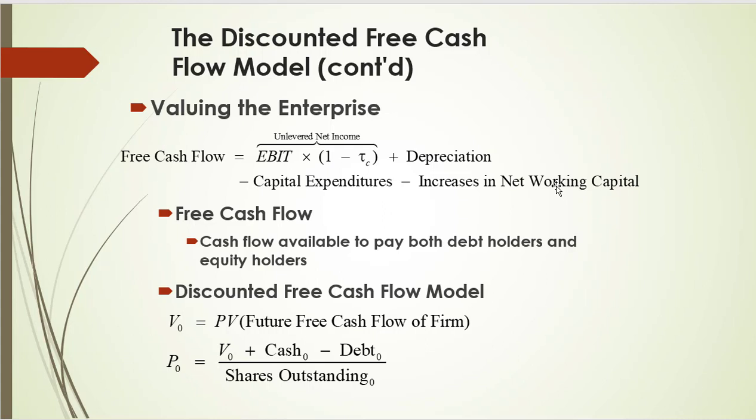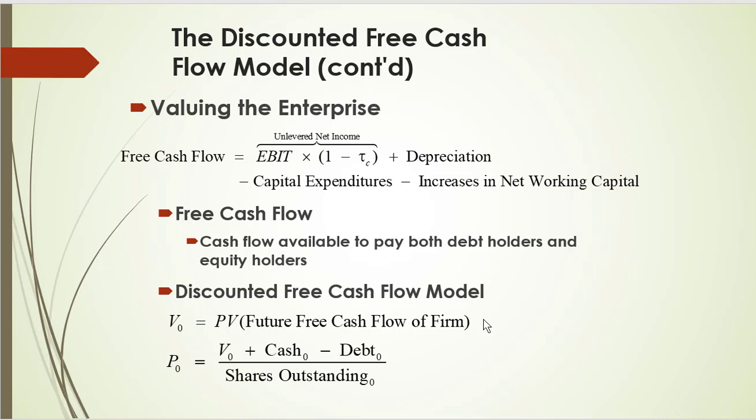So what free cash flow leaves us is the cash flow that's available to pay all of our investors, which are our debt holders and our equity holders. So the discounted free cash flow model is based on the present value of the future free cash flows. To find the actual price per stock, we would need to take this value, add the cash, subtract out the debt, and divide that by the number of shares.